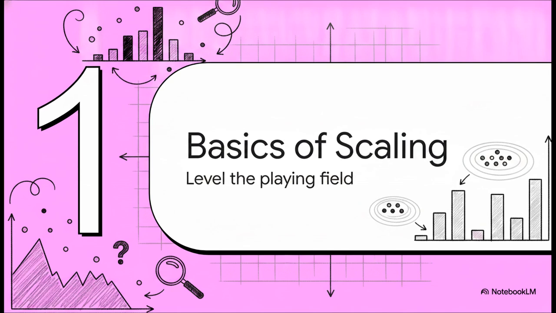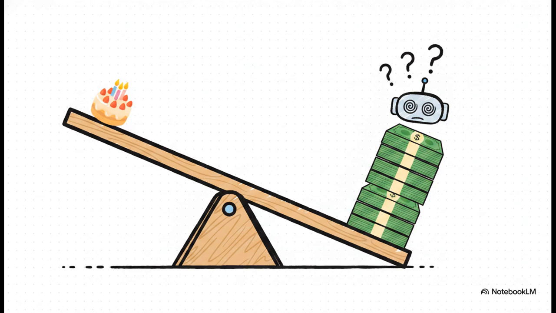Section 1, the basics of feature scaling. Let's level the playing field. To really understand why we even need feature scaling, we have to look at the raw data we feed our models. Let me tell you, it is rarely perfect. Imagine you have two features in your dataset: age and income. Age values usually sit somewhere between 20 and 60, but income, that could range from $30,000 to $150,000.